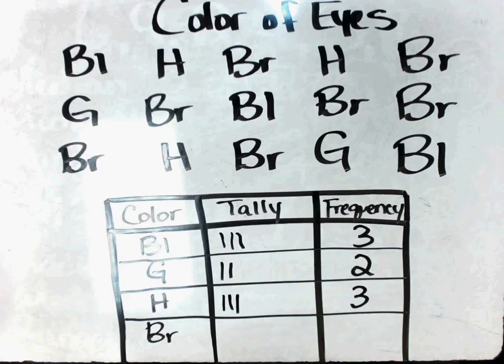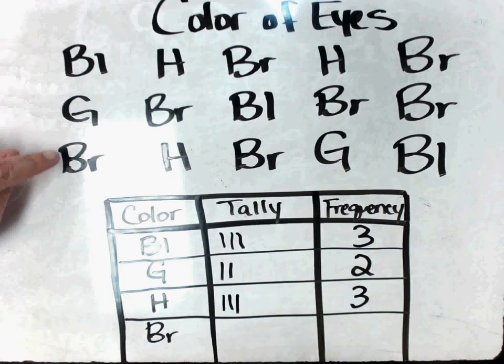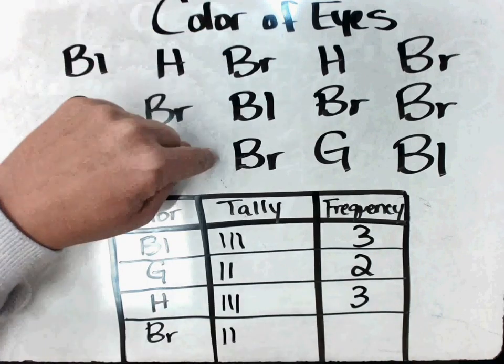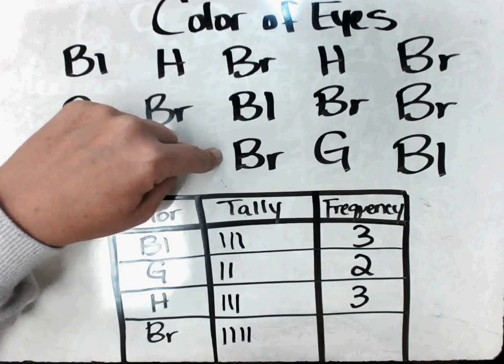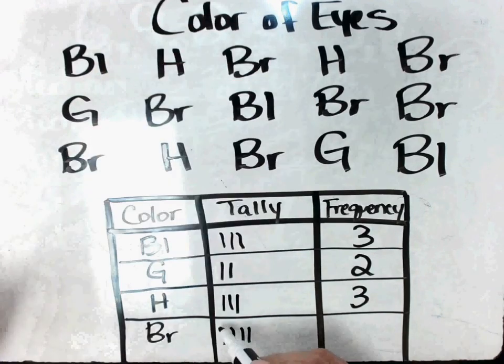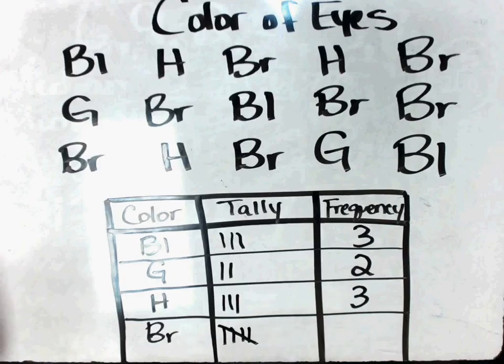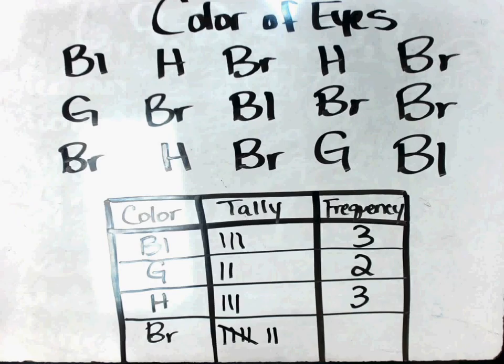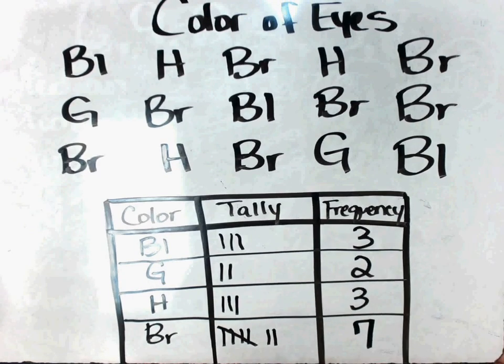And now I'll tally up how many had brown eyes. Well, in the first column there was 1, second column there was 1, third column there were 2, so 2 tally marks. The fourth column there were 3, so I'll put my fifth tally mark there, and then there were 2 in the fifth column, so I put 2 tally marks there. So altogether there were 7 brown eyes, so I put a frequency of 7. That is how you do a frequency table. You tally up how often something occurs in a set of data. So let's look at another one.